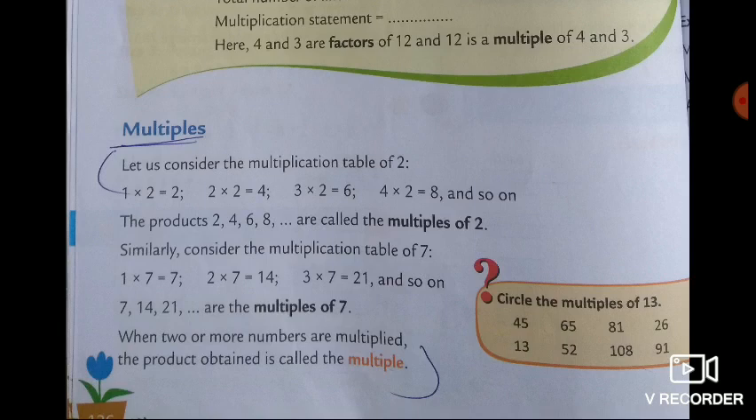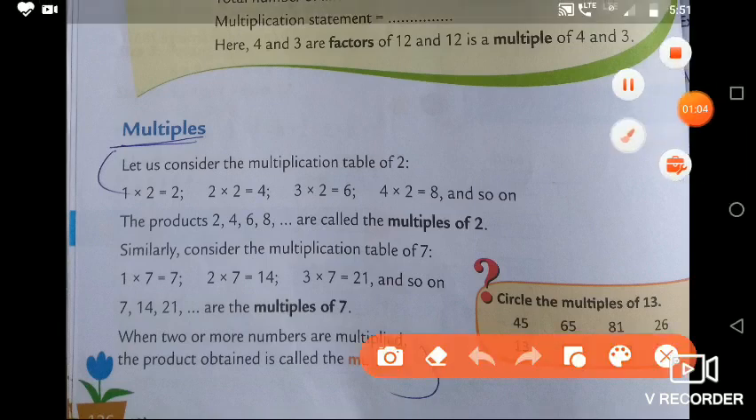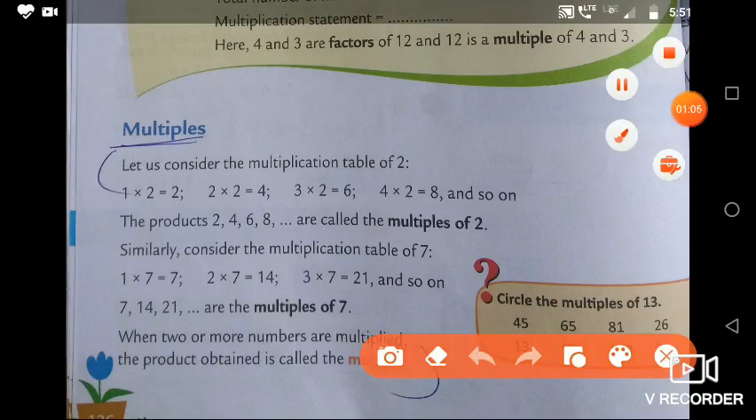Next, what is the definition of a multiple? When two or more numbers are multiplied, the product obtained is called a multiple. Here you can see the definition of multiples.